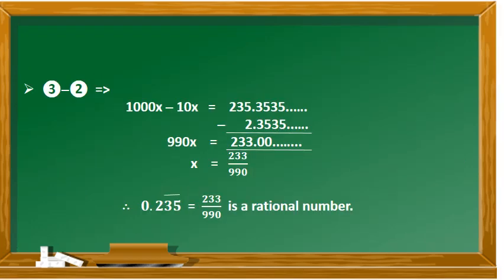On subtracting equation 2 from equation 3, that is equation 3 minus equation 2 implies 1000x minus 10x is equal to 235.3535 dot dot minus 2.3535 dot dot. 990x is equal to 233. x is equal to 233 by 990. Now both the denominator and the numerator do not get reduced. So therefore 0.235 bar is equal to 233 by 990, which is a rational number.